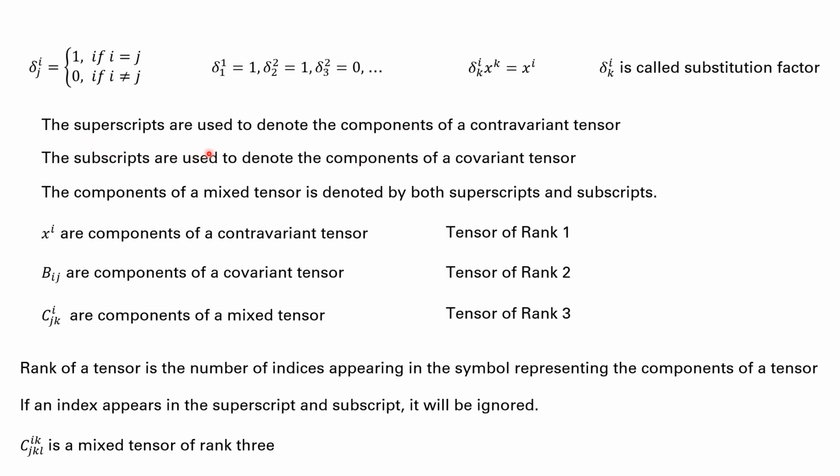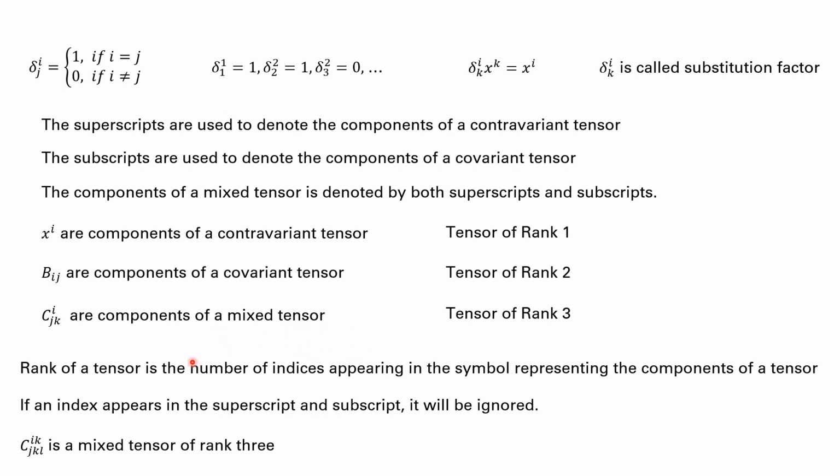Conventionally, the superscripts are used to denote the components of a contravariant tensor, and the subscripts are used to denote the components of a covariant tensor. So we shall shortly discuss the contravariant tensor and covariant tensor. The components of a mixed tensor are denoted by both superscripts and subscripts. For example, x superscript i are components of a contravariant tensor, b subscript ij are components of a covariant tensor, c superscript i subscript jk are components of a mixed tensor.